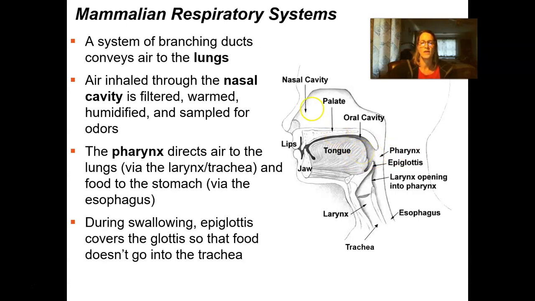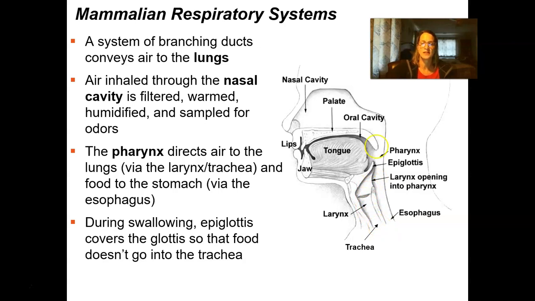So when we're dealing with the respiratory system, we have air coming in through the nasal cavity to the pharynx and then going into this little opening right here, which is the larynx, opening into the pharynx. The larynx is also called the voice box. And it leads to the trachea, okay? And the trachea is where the air needs to go, and it's going to lead right to the lungs.